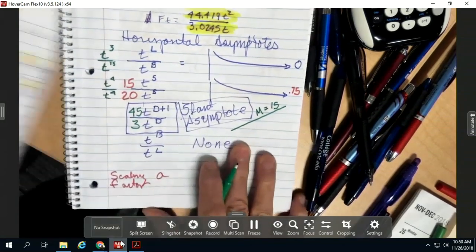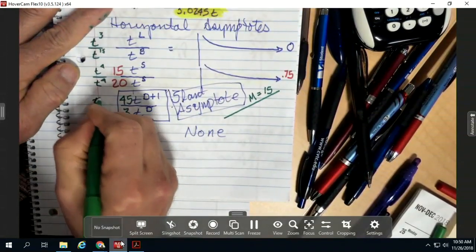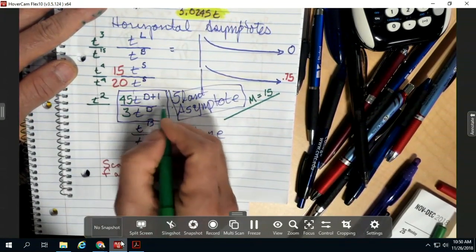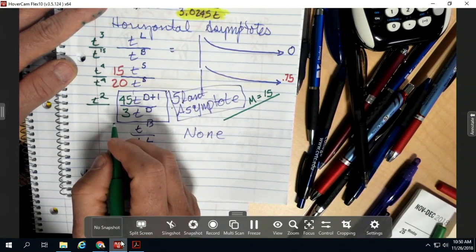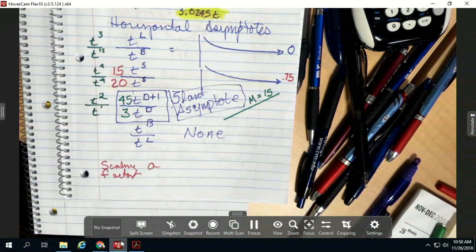In our example that we just had, the numerator power was 2. So let's say our numerator power is 2. What is going to have to be the denominator power? There's only one number that it can be. T to the 1st, right? It can only be t to the 1st. So now I look at the coefficients, 45 divided by 3, and it's a slant asymptote that has a slope of 15.